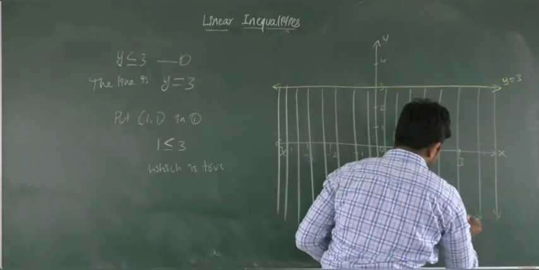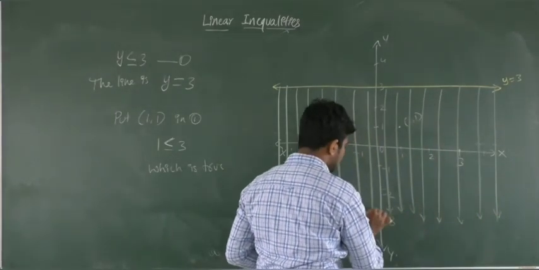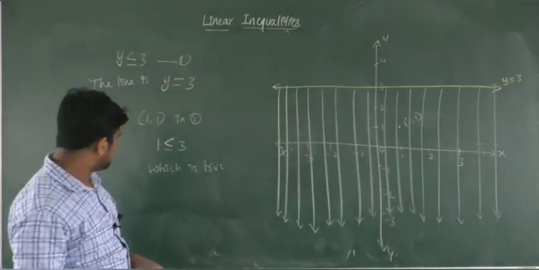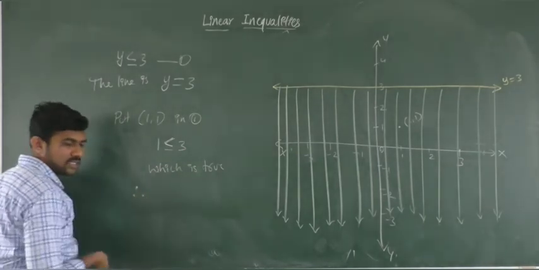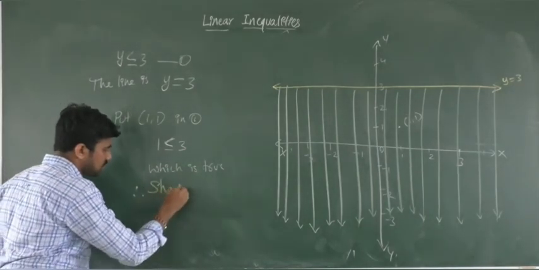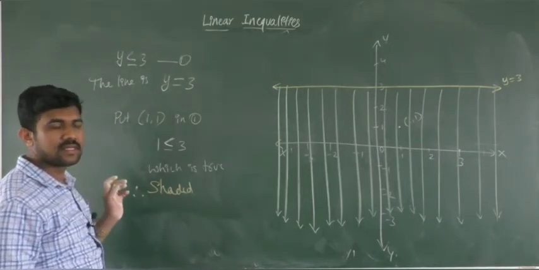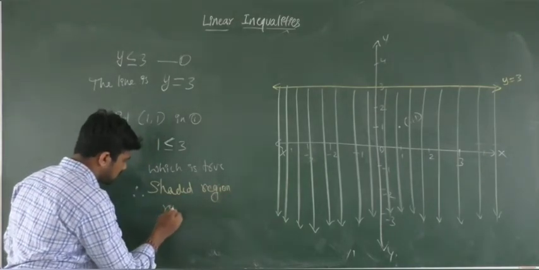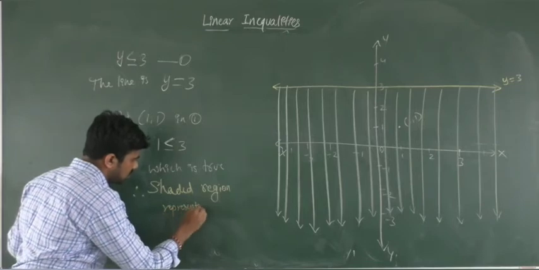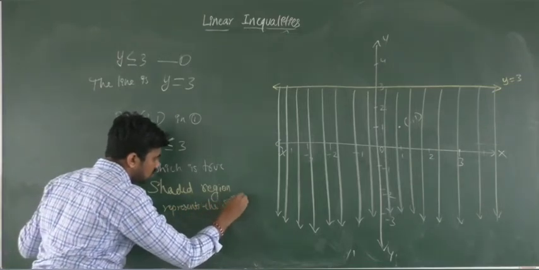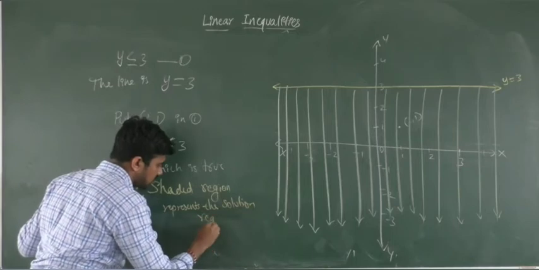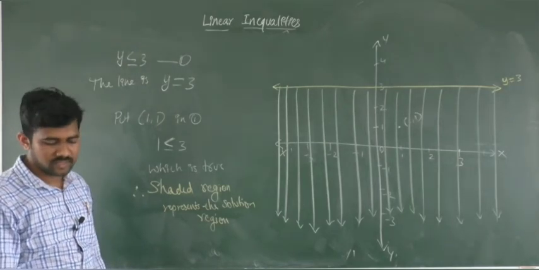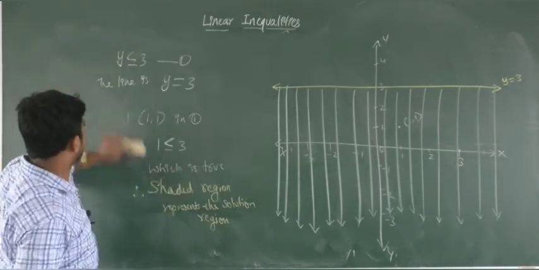Like this, arrow marks, continuous. You can extend the graph like this. So, you can observe, conclusion is what? The shaded region represents the solution region. Hence the proof here. Now we'll see the next question.